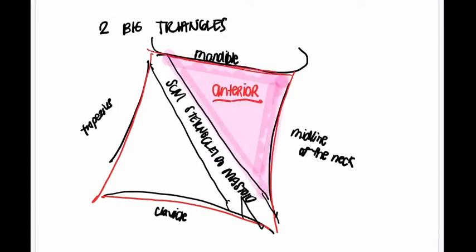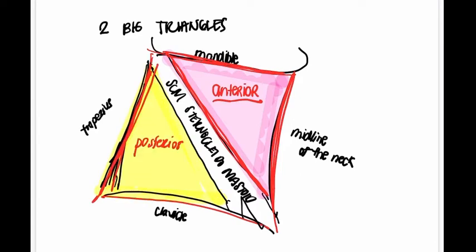It is bounded superiorly by the mandible, anteriorly by the midline of the neck, and posteriorly by the anterior border of the sternocleidomastoid. And the second triangle is what we call the posterior triangle, and it is bounded anteriorly by the posterior border of the sternocleidomastoid, inferiorly by the clavicle, and posteriorly by the trapezius muscle.